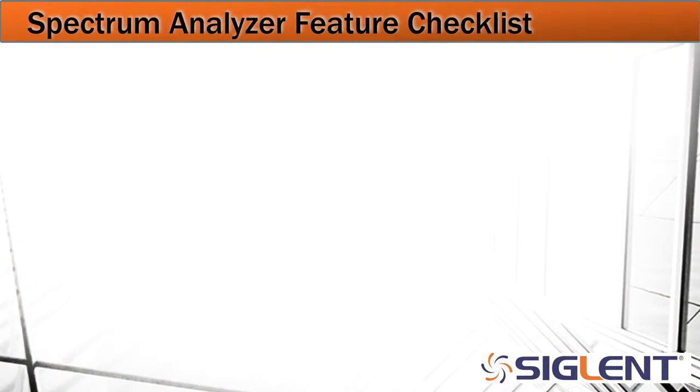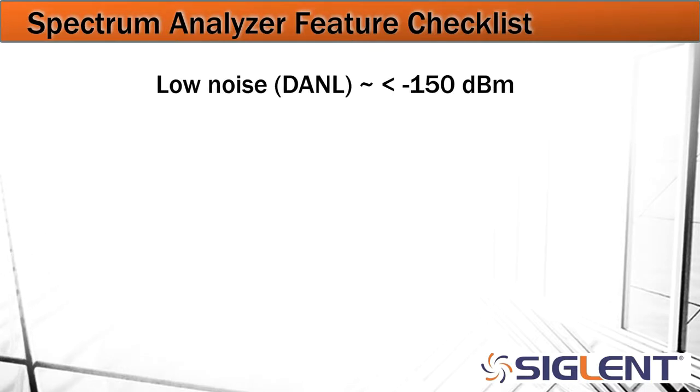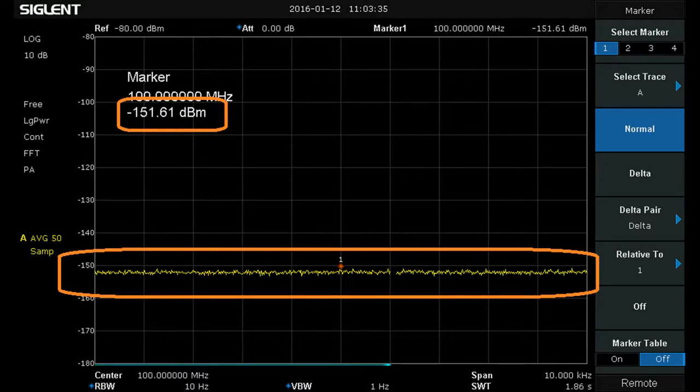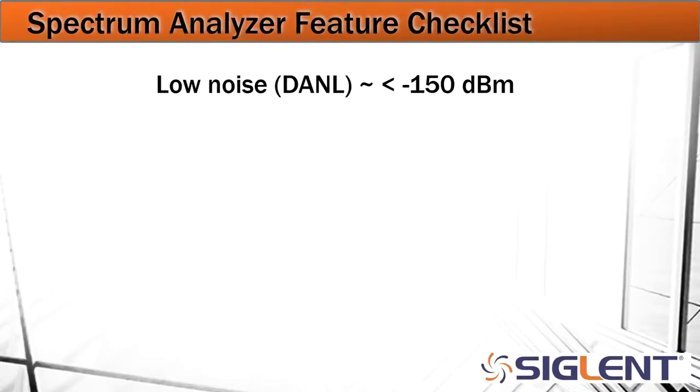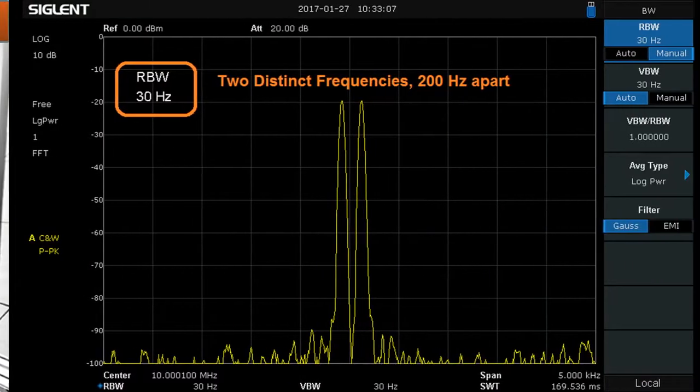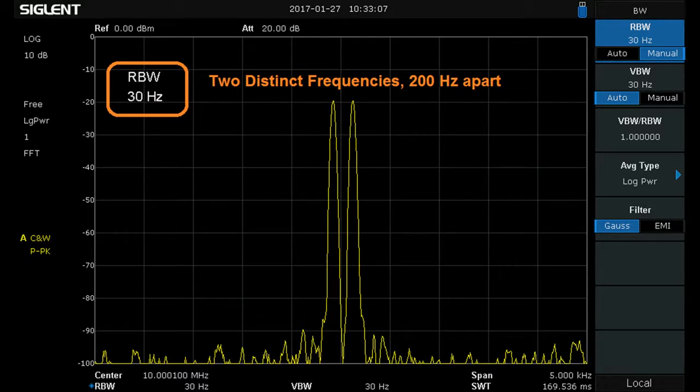Here's a quick checklist of spectrum analyzer features that may be helpful as you do a search for your instrument. You're going to want to look for a low noise, or DANL, that's displayed average noise level. If you're in the minus 150 dBm range, that's going to be helpful for finding very small spurs and harmonics. We also want you to look for a minimum resolution bandwidth of around 100 Hertz or less. The smaller the minimum resolution bandwidth, the better resolution you can see between two particular signals.